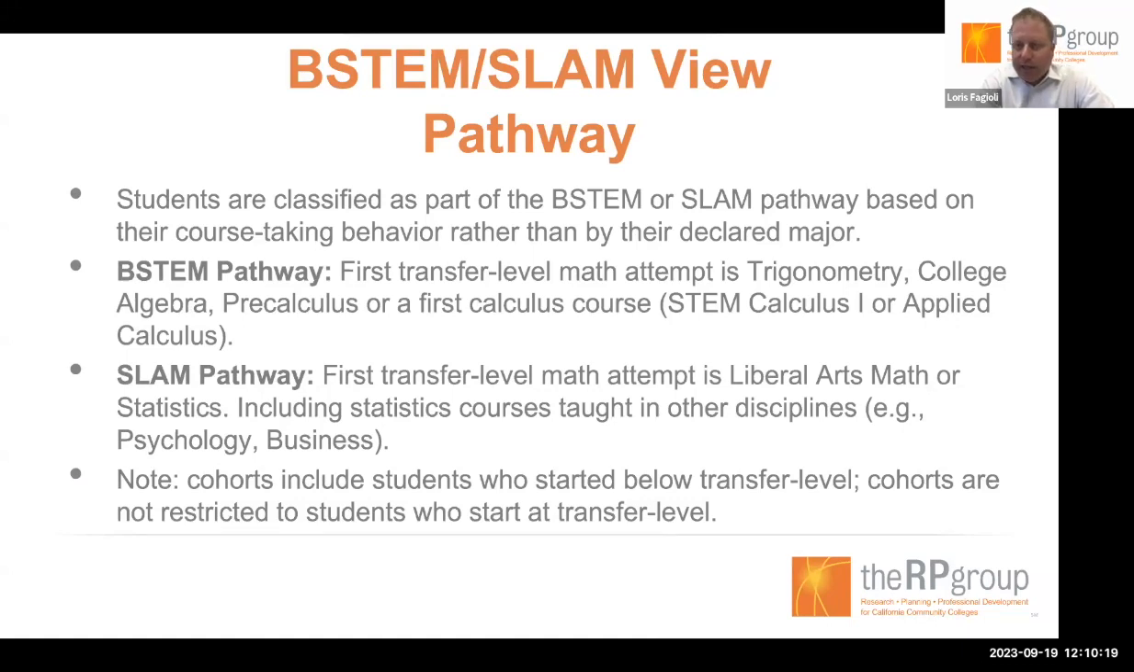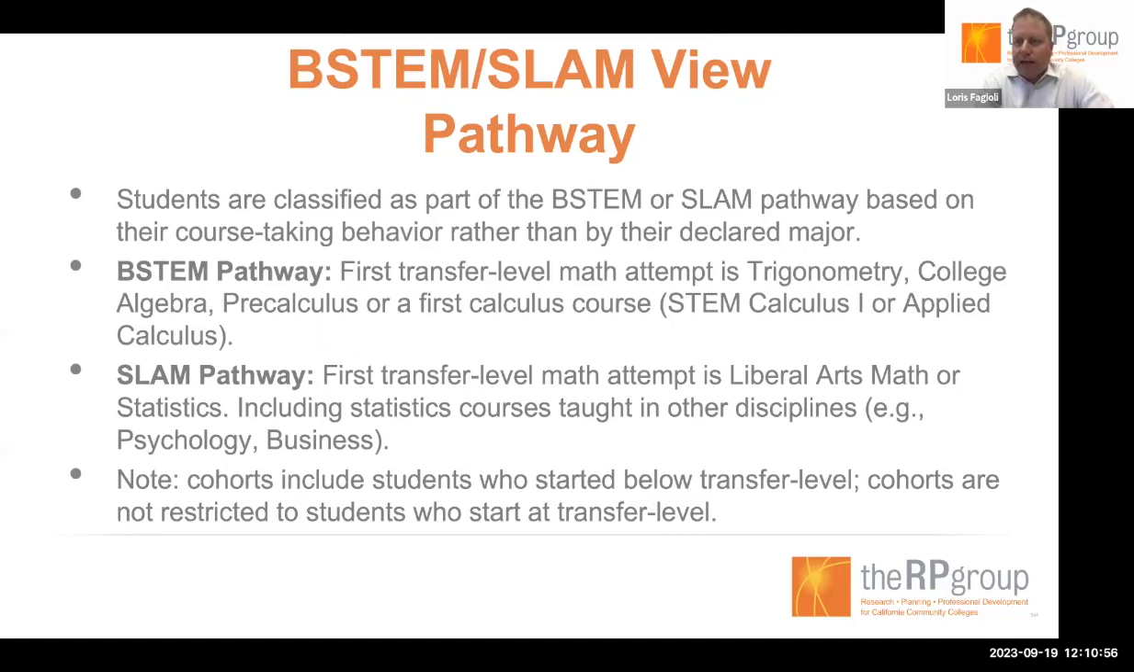Another thing that needs to be taken into account is we are not limiting it to students who started at transfer level. So all students who started below transfer, especially for earlier cohorts, are still included, but we've excluded anybody who did not make it up to the transfer level, which makes sense if we take the behavioral approach. If somebody is stuck at 3 levels or 2 levels below in math, we will never know behaviorally if that student was actually a BSTEM or SLAM student. So for that reason, our rates are actually an optimal rate.